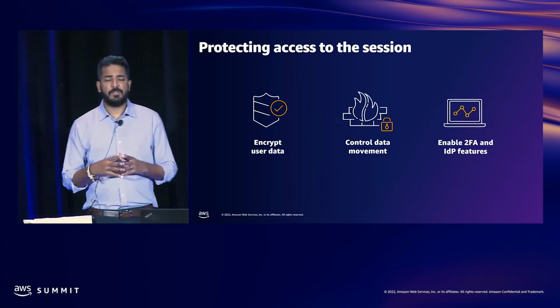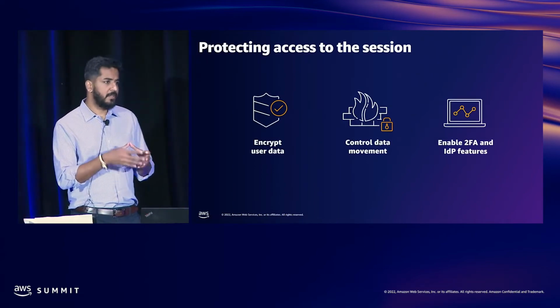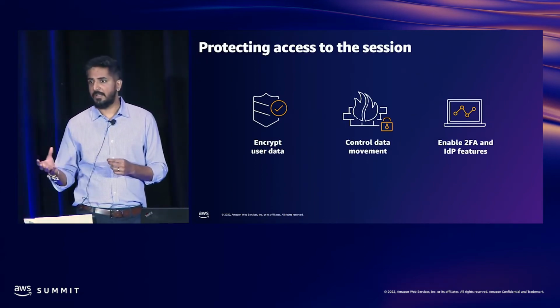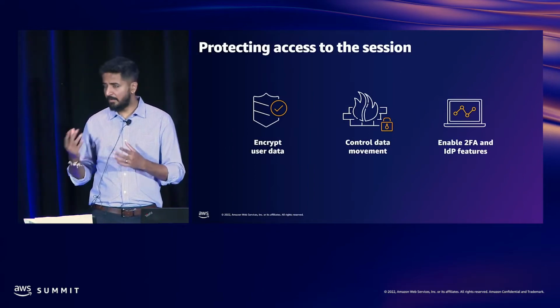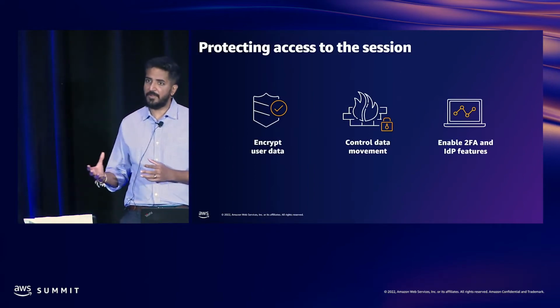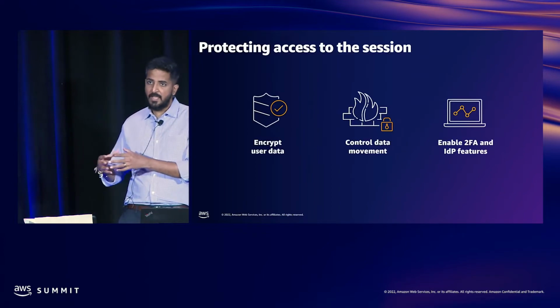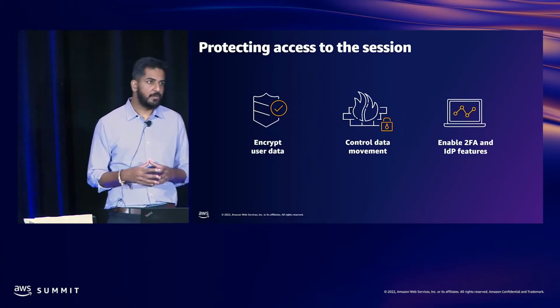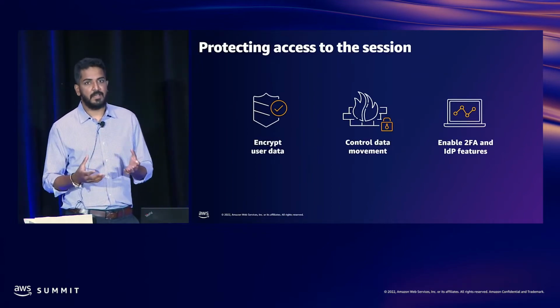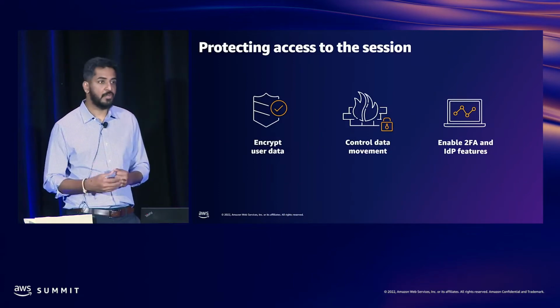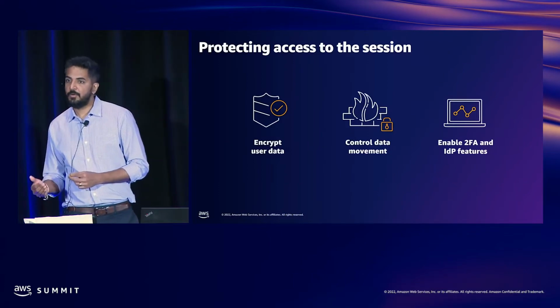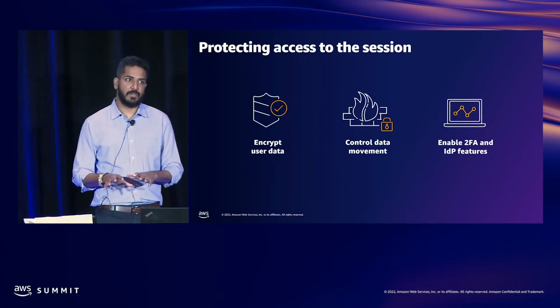So whenever somebody saves their data on a workspace, or downloads data and works on some important files, the data is at rest, and you can encrypt that data using different services available with AWS, like KMS, or you can bring your own keys to be able to encrypt the data in the workspace.